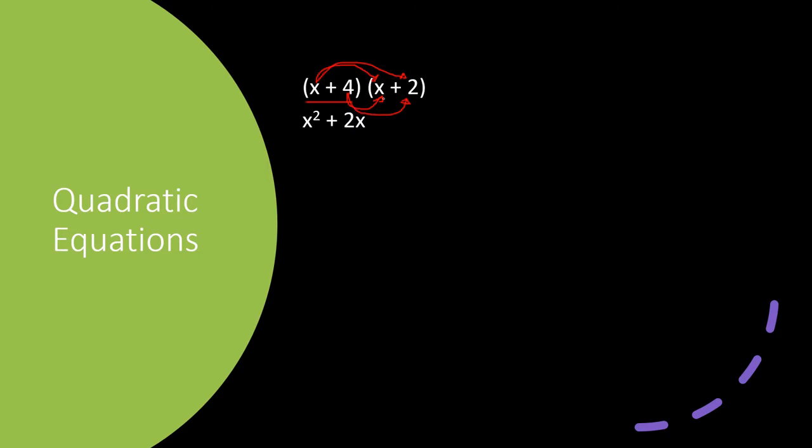Now I'm going to multiply for the second part right here. 4 times x is equal to 4x, and 4 times 2 is equal to 8. So here is my result right here. Last but not least, I have to combine my like terms, which I have two of in here. The 2x plus 4x, I'm going to combine these two terms by adding them, and that's going to be equal to 6x. So therefore, my result is going to be x squared plus 6x plus 8. Very nice, and this is it.